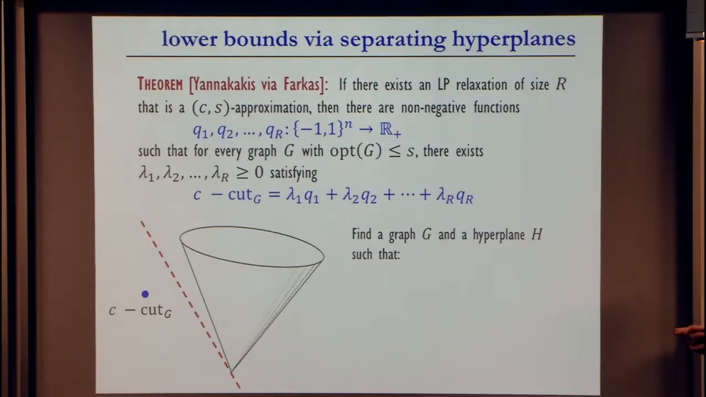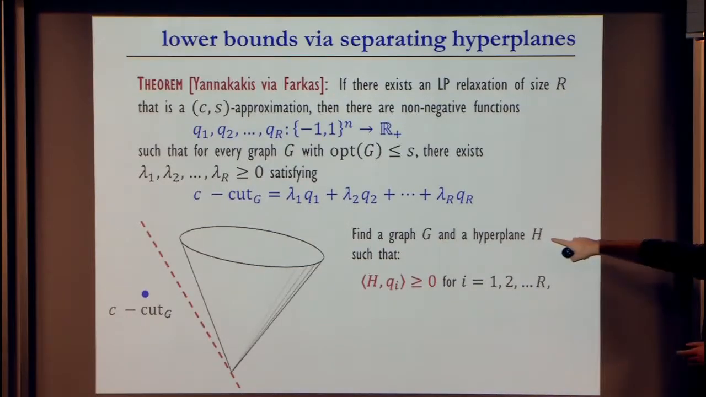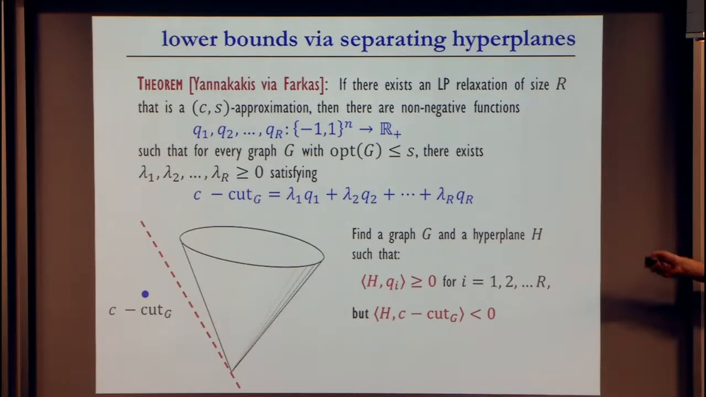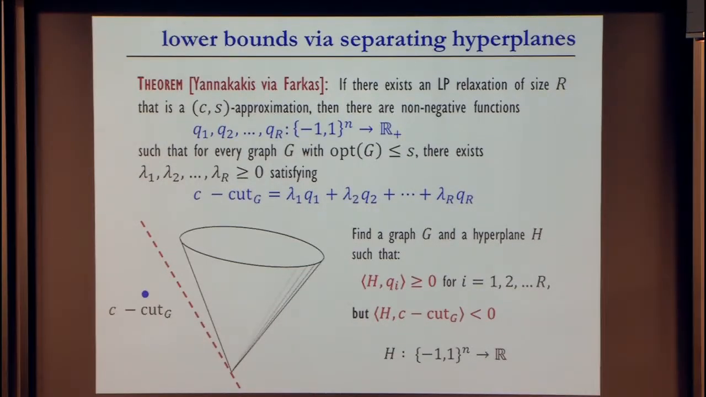Okay, and in fact, we're going to do it in a special form. Here I said H is the hyperplane. H is really the normal vector to the hyperplane. But we'll find an H such that the inner product with all the Qi's is greater than or equal to 0, and the inner product with C minus the cut function is less than 0. And then this will prove that this equality cannot hold, just by taking inner products with both sides. Okay, so I want to stress two things here. First of all, H is just a function on the hypercube. I call it a hyperplane, but think about it as a function on the hypercube.